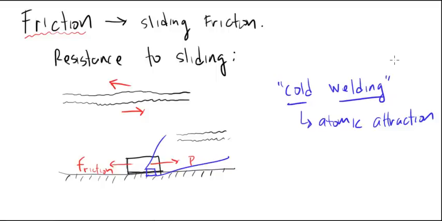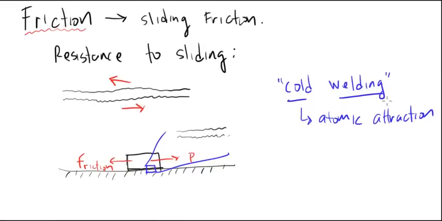So suffice it to say, no matter how smooth a surface you have, there's going to be some resistance to sliding two surfaces past one another. It's sort of a fact of life. This friction is going to exist. Now, here's another interesting thing.